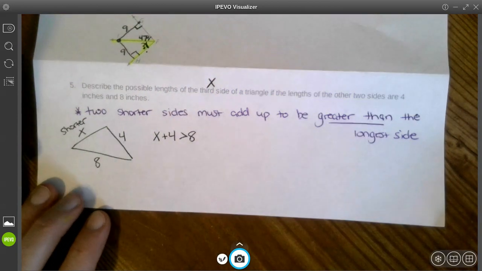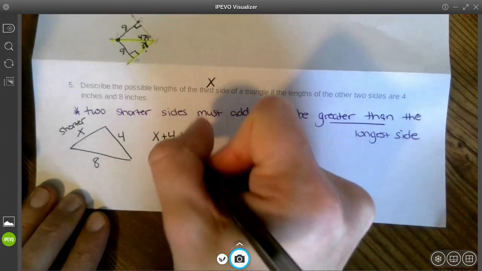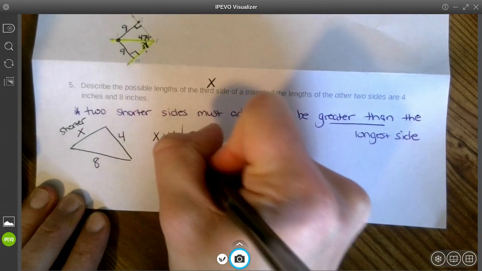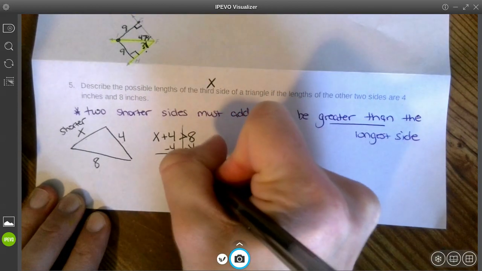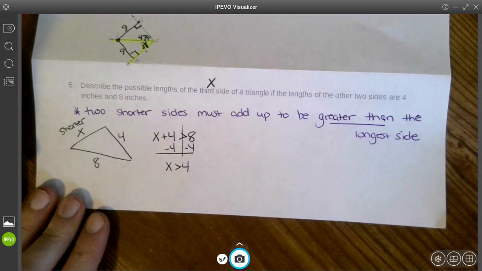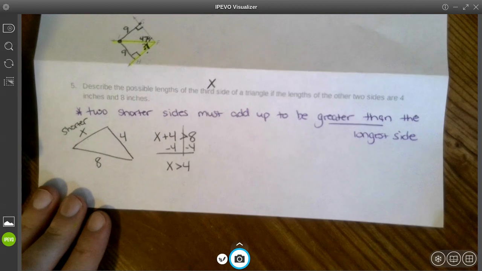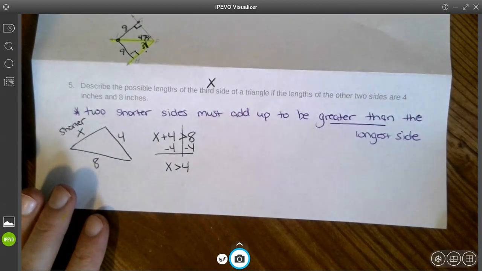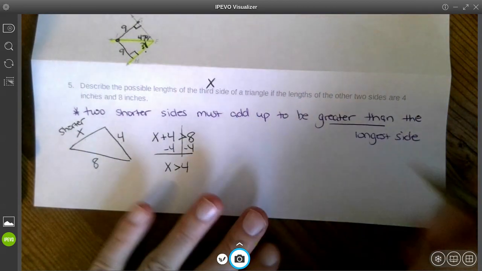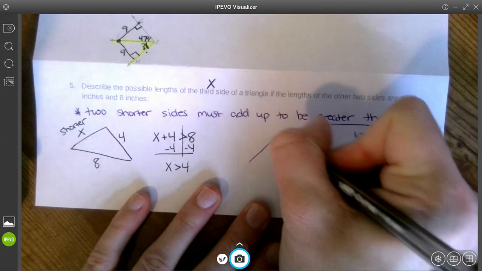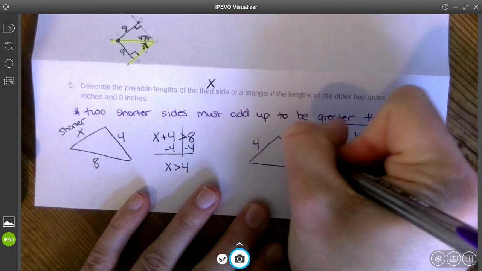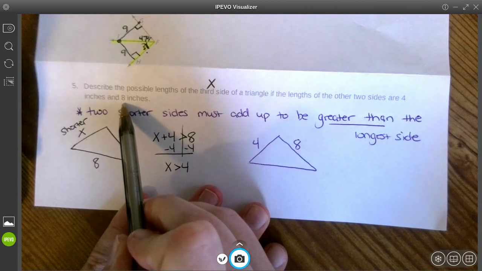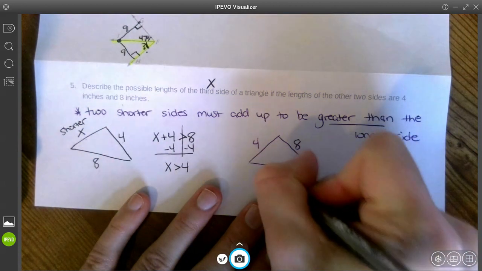If I solve this for x, I'm going to get x on one side of the inequality. This tells me that x has to be greater than 4. Now there's another possibility. x might be the longest side of the triangle. So I'm going to draw this same triangle. And this time 4 and 8 are my two shorter sides, and x is going to be the longest side.